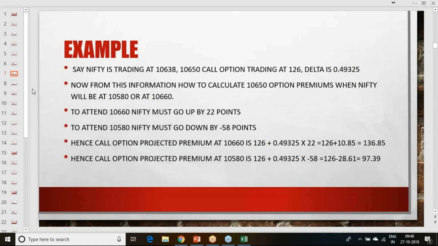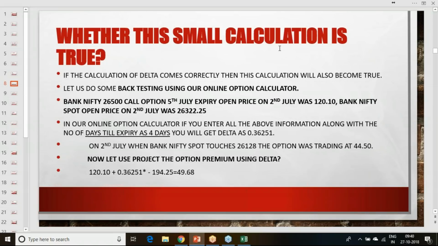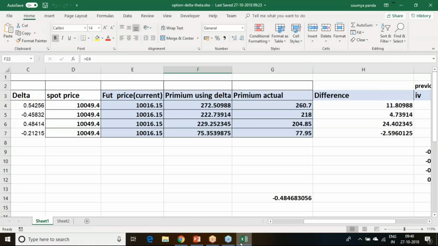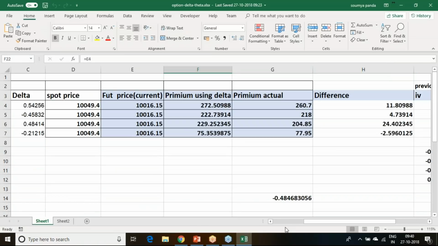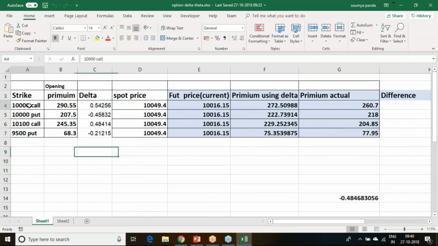However, whether this calculation is true or has some problem is very important. Whatever mathematics we are learning, if it doesn't work, then what is the point of learning all this? So I have taken 4 strikes here: 9,500 put, 10,100 call, and 10,000 call and put. I have taken that 9:20 period, which you have seen in the chart. I showed you in the earlier video.